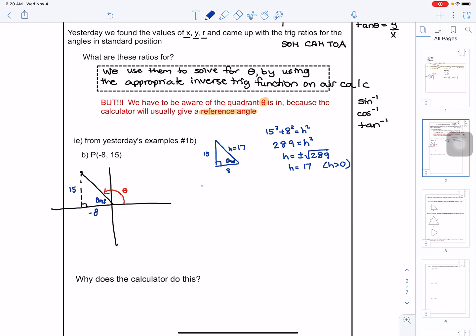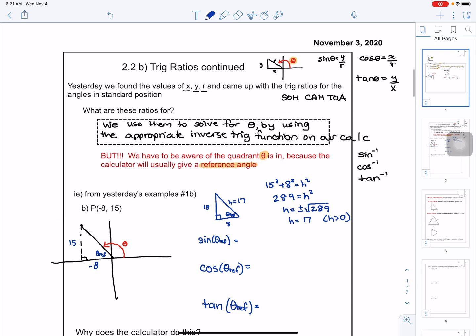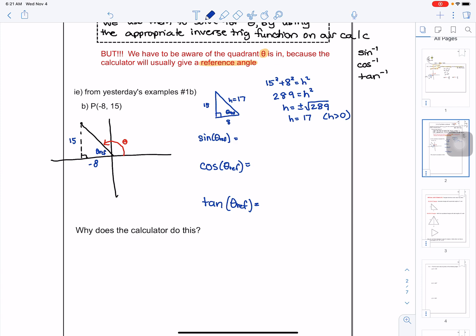So we could do sine of theta reference, cos of theta reference and tan of theta reference, and just write those ratios using either these relationships, y over r, x over r, and y over x, or just remembering your SOHCAHTOA. So sine is opposite over hypotenuse, which is 15 over 17. Cosine would be 8 over 17. And tan would be opposite over adjacent, so 15 over 8.